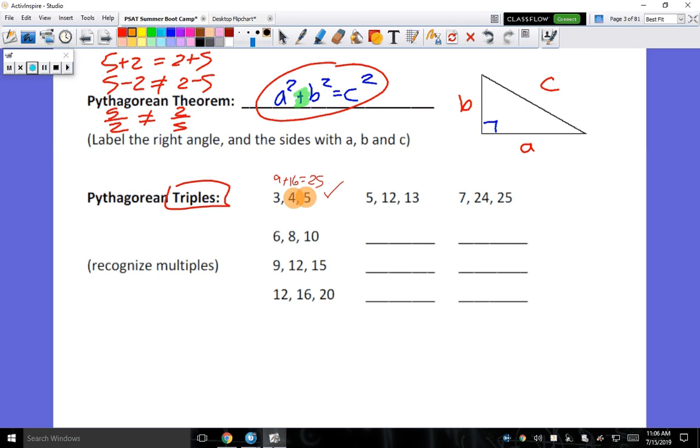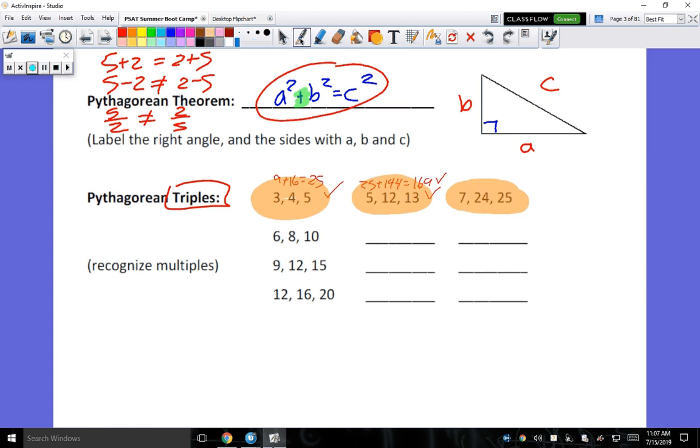Okay? Because of the Pythagorean triple working, we know it's a right triangle. What's 5 squared? 25. 12 squared? 144. What is 13 squared? 169. So this one also works. These are the most predominant ones that you will see.